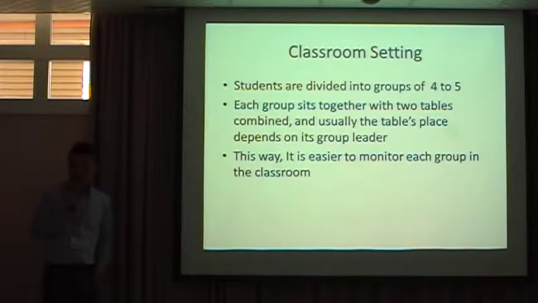About classroom setting, students are divided into groups of 4 to 5. Usually the number is 4. Each group sits together with 2 tables combined, and usually the table's place depends on its group leader, because the group leader is much more powerful than his group members. So he says, I want to sit here, so my group members should come and sit next to him. Of course, this way is easier to monitor each group in the classroom.